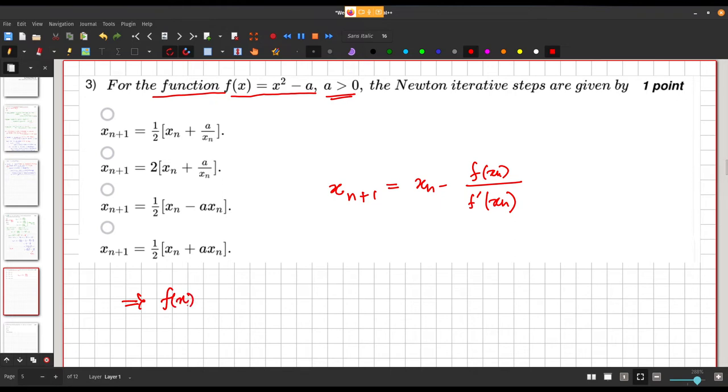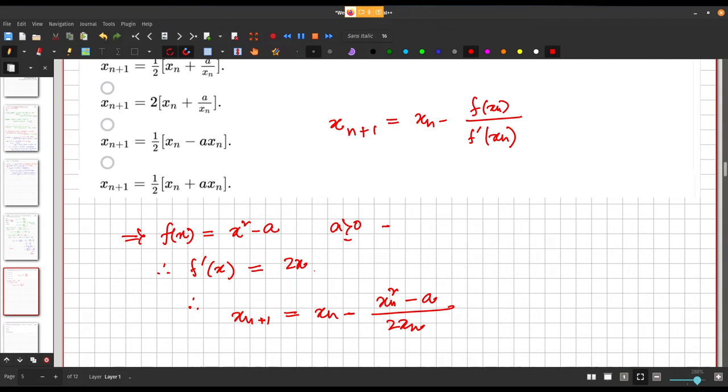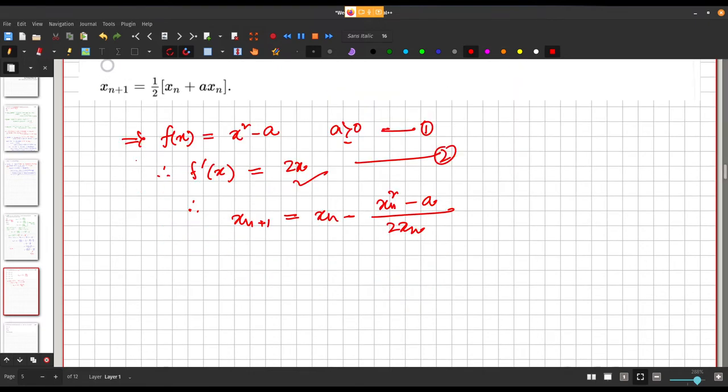So our function is x square minus a, and a is greater than 0. So what will be our f prime x? That will be just 2x. So we can write x_{n+1} as x_n minus the function of x_n, which is x_n whole square minus a, divided by 2x_n, which we found here. So we are using this 1 and 2 in this formula, and we can now simplify it.